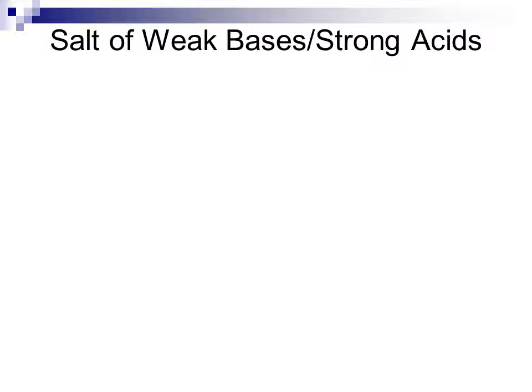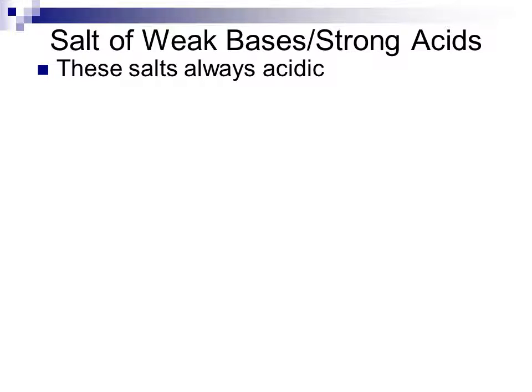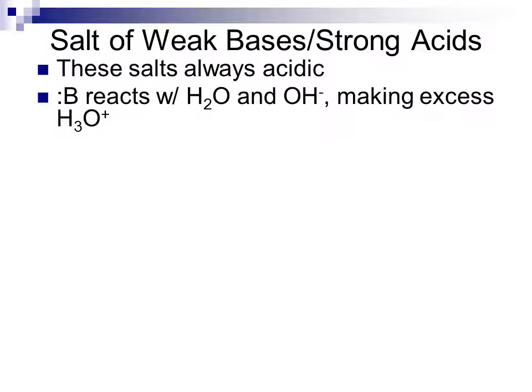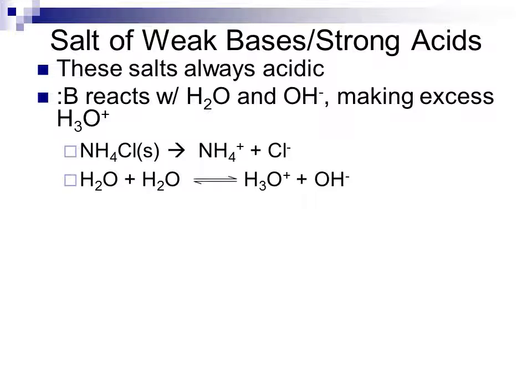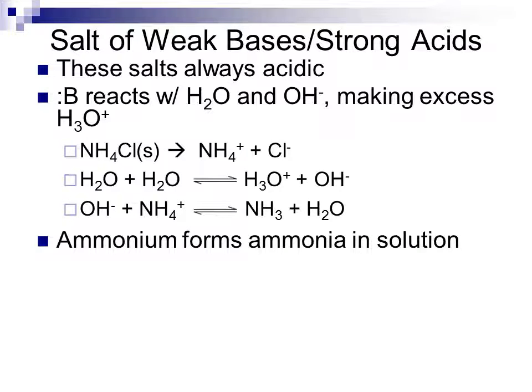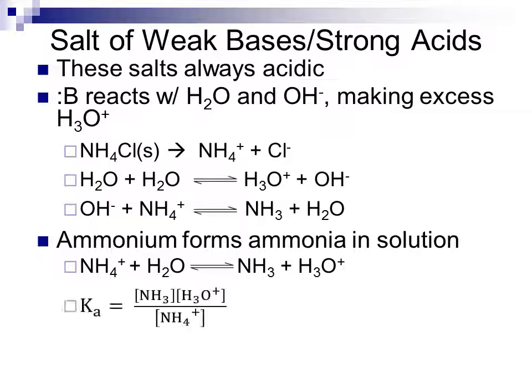Now looking at salts of weak bases and strong acids, these salts are always acidic. The base reacts with water to form a hydroxide, forming excess hydronium. Something like ammonium chloride, reacting to form ammonium and chloride. Water will have an autoionization process. The NH4 plus can react with the OH minus, consuming it faster than the H3O plus is consumed, yielding overall a higher concentration of H3O plus. Ammonium forms ammonia in solution. Overall, NH4 plus going to NH3.